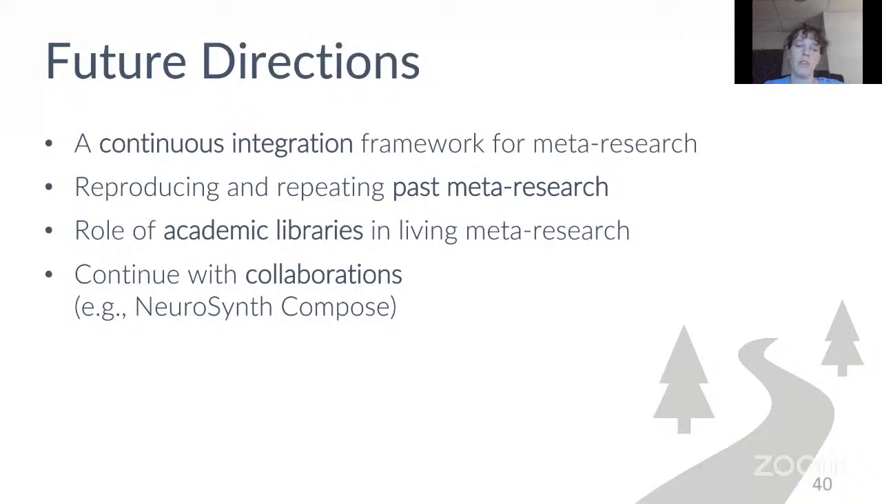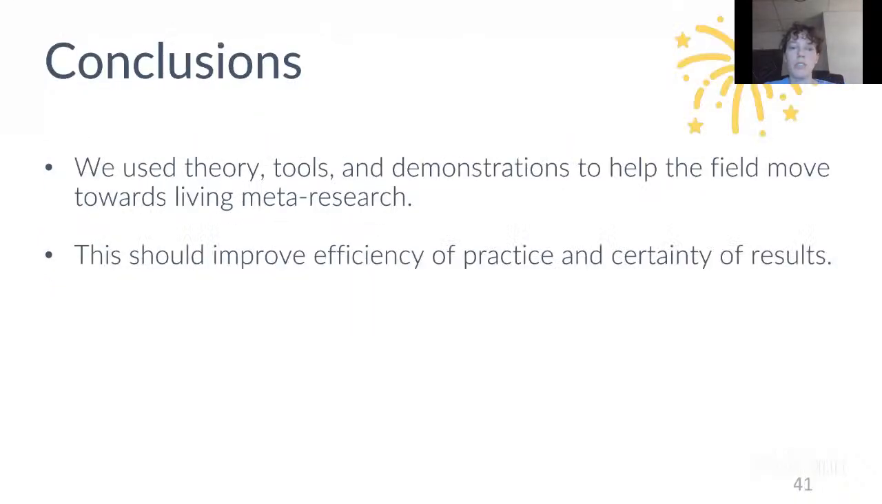For example, NeuroSynth Compose uses one of our tools, PubGet, as its backend for retrieving papers. So in conclusion, we use theory, tools, and demonstrations to help the field move towards living meta research, and this should improve efficiency of practice and certainty of results.